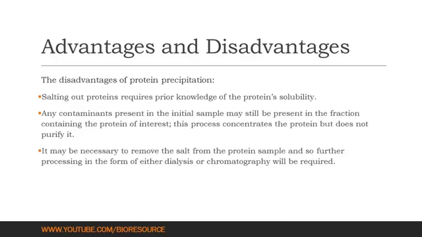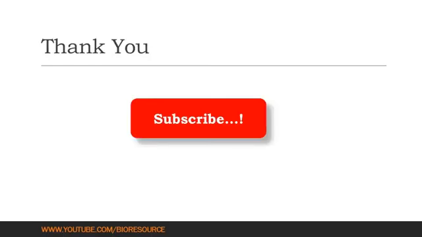Some of the disadvantages are that the salting out of protein requires prior knowledge of the protein solubility, and any contaminants present in the initial sample may still be present in the fraction containing the protein of interest, and this process concentrates the protein but it does not purify. So further downstream processing needs to be done to purify the protein. This only helps in concentrating or fractionating the proteins, and it may be necessary to remove the salt from the protein sample, and so further processing in the form of either dialysis or chromatography will be required for further purification. Hope you are clear with this topic.